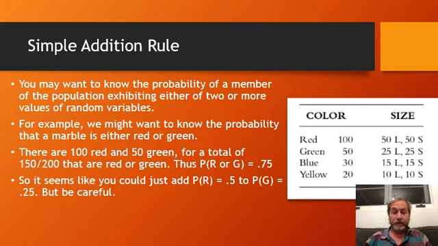So that seems like maybe we're just adding the probabilities together. The probability of red, 0.5, the probability of green, 50 out of 200 is 0.25. You add those together, you get 0.75. Yes, but be careful. So here's why.